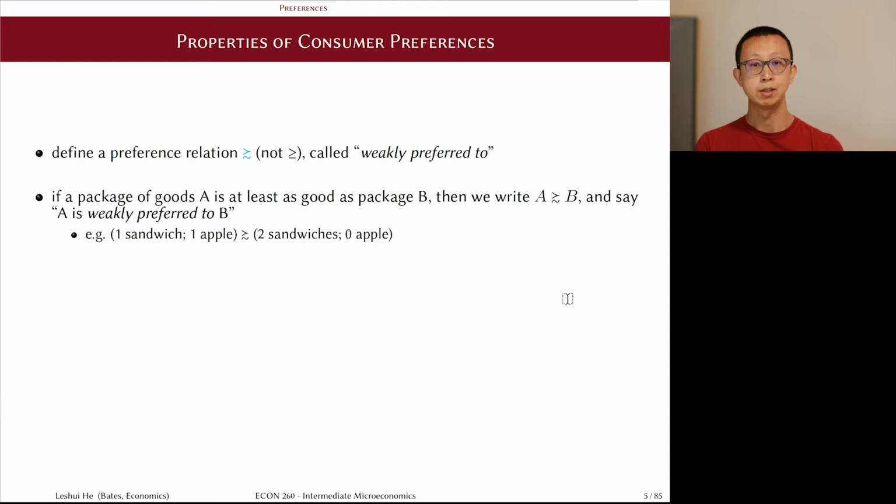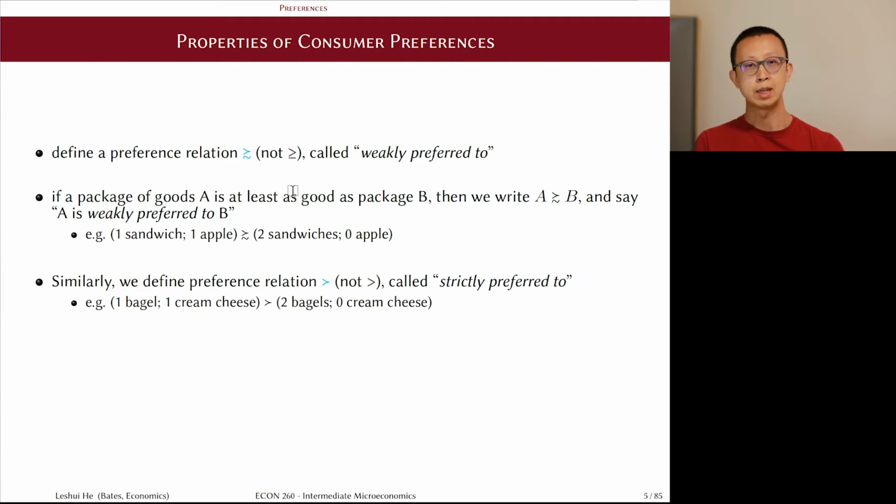But if my preference is such that I prefer the combo that has one sandwich and one apple over the other choice that only has two sandwiches but no apple, then we'll simply write that this bundle here with one sandwich and one apple is weakly preferred to this other combo that has more sandwiches but no fruit. So in fact, this weird looking notation is simply helping us to describe these very intuitive ideas.